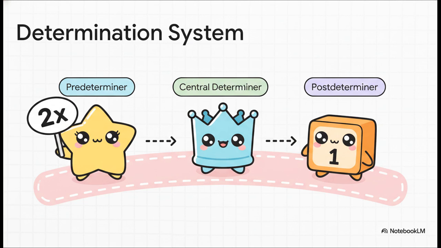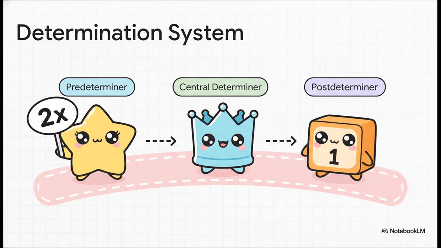The determination system is this incredibly rigid, structured hierarchy. It restricts the nominal head through partition, deixis, and quantity, and it operates in a strict, unyielding sequence. First up, predeterminers. This includes universal quantifiers like all or both, and multipliers like twice. Next in line are the central determiners. These are your mutually exclusive core articles and possessives that establish definite or indefinite reference.